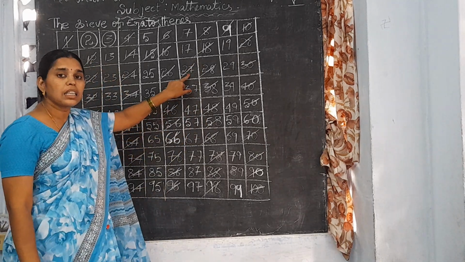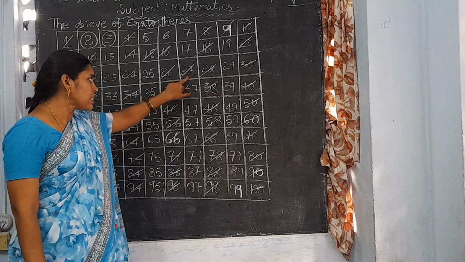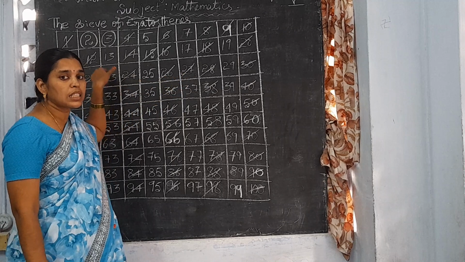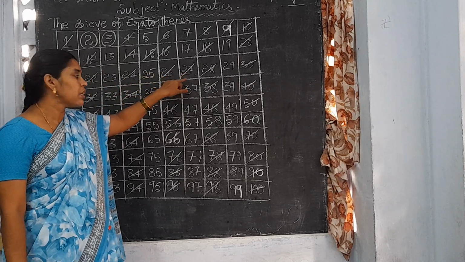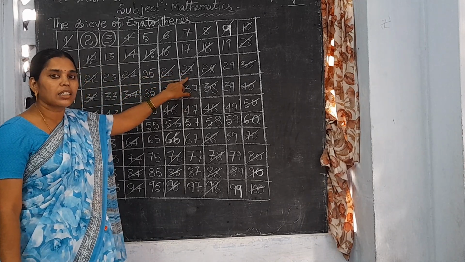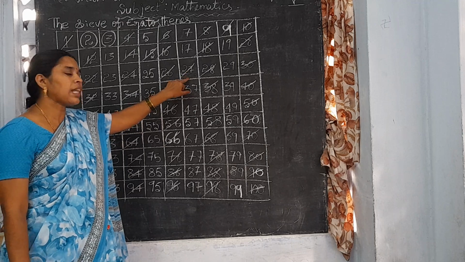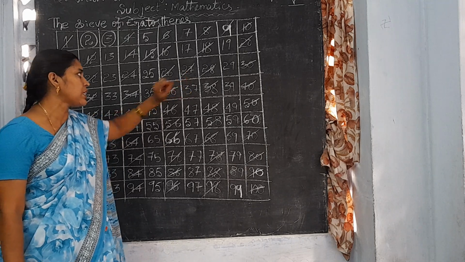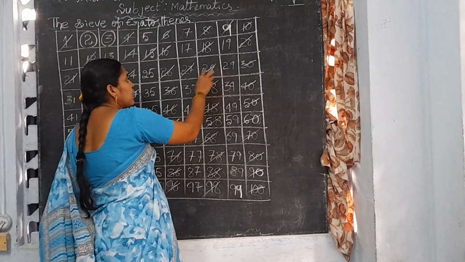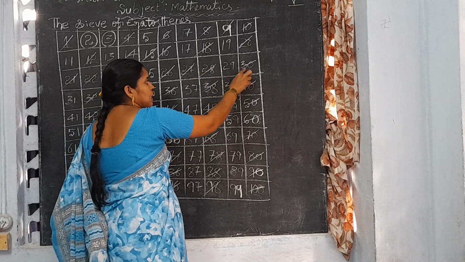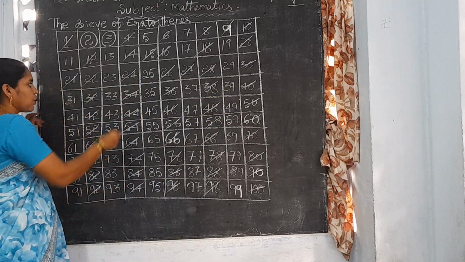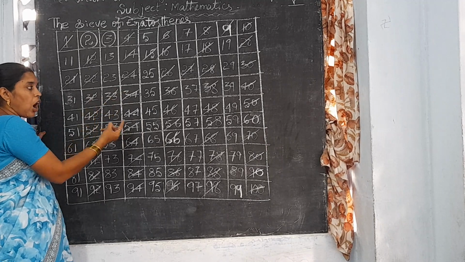Why do I cancel all these numbers? Because 3 is a factor of all these numbers. That's why the remaining numbers are not prime numbers. Those are composite numbers. Clear? Now, up to here you know that 3 10s are 30. 3 11s are also 33. You know that. So, cancel it. For the remaining, how to check it?